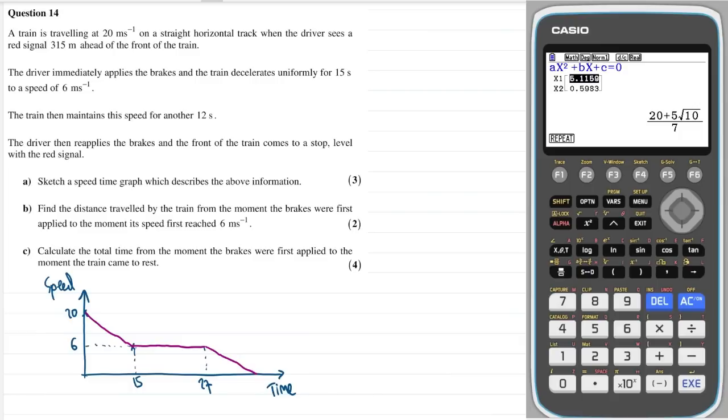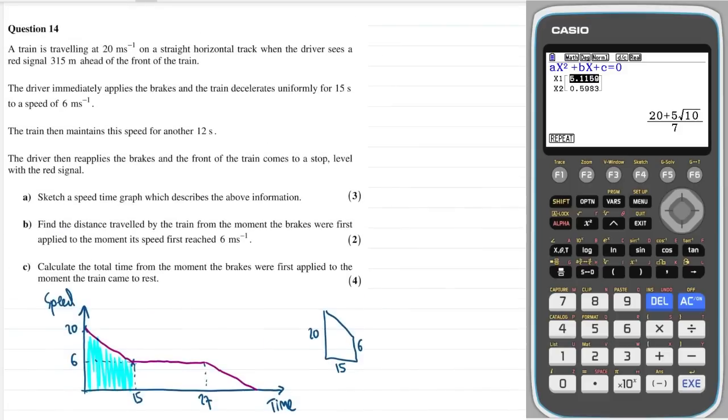Okay, find the distance travelled by the train from the moment the brakes were first applied to the moment its speed first reached 6 meters per second. So we are looking for this area here, and that is a trapezium which has parallel sides of 20 and 6, and it has a gap between them of 15. So we will do that calculation.